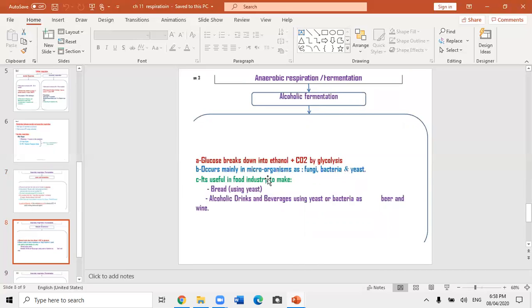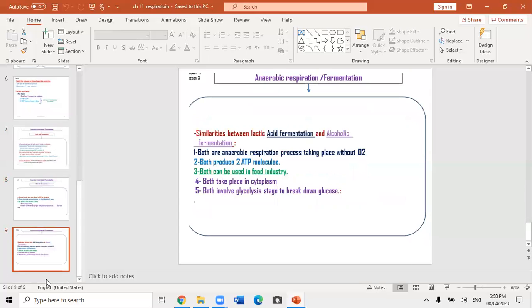It's useful in the food industry to make bread, since when preparing bread, we use yeast. And some products like alcoholic drinks and beverages also use yeast or bacteria, like beer and wine. They use this type of alcoholic fermentation to produce these types of foods.